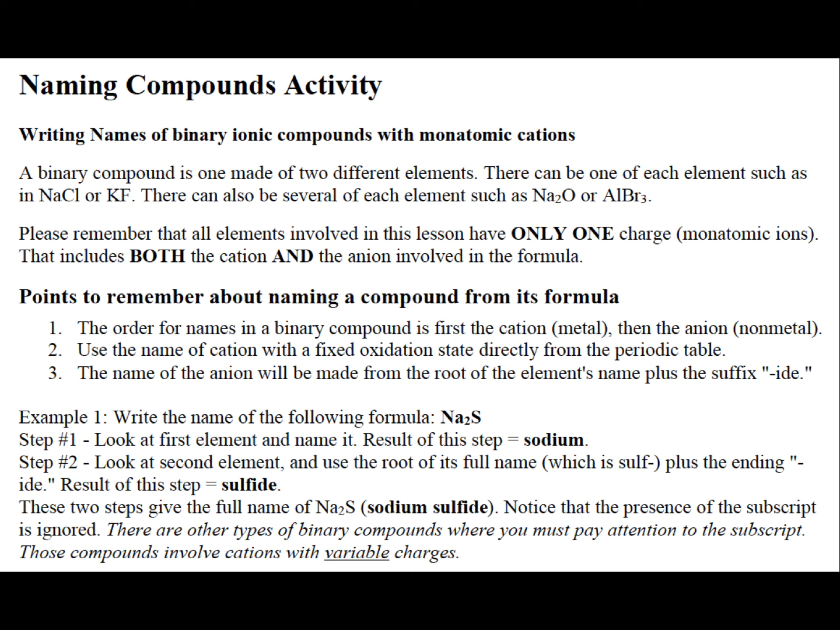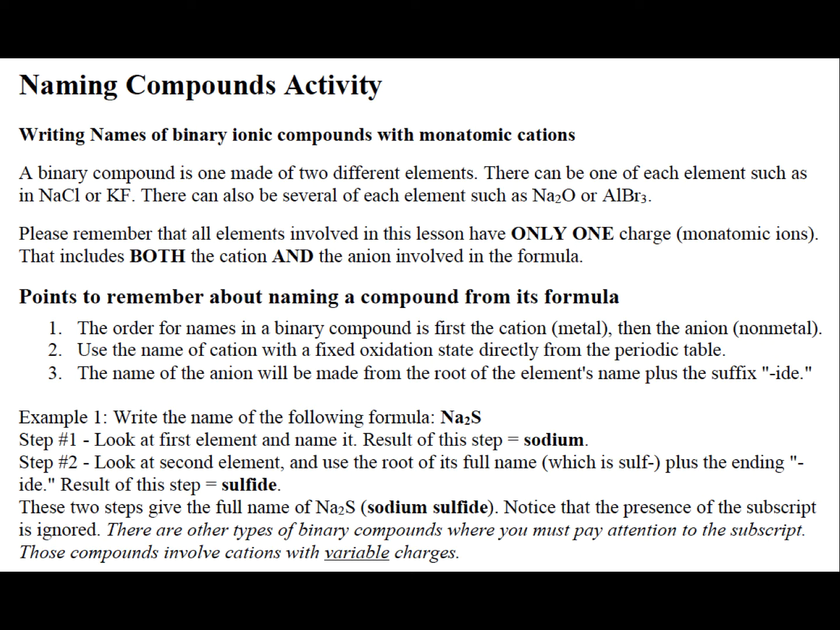So there can be one of each element, such as in NaCl or KF. There can also be several of each element, such as Na2O and AlBr3. Please remember that all elements involved in this lesson have only one charge. That includes both the cation and the anion involved in the formula.